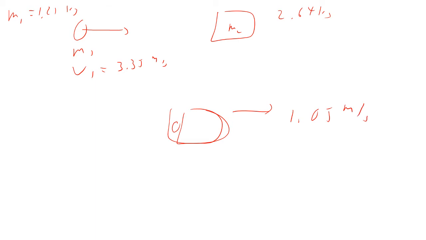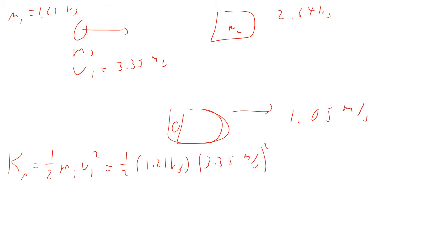So now let's think about energy. So let's consider the initial kinetic energy. The initial kinetic energy, only mass 1 was moving, so that's 1/2 m1 v1 squared. So that's going to be 1/2 times 1.21 kilograms times 3.35 meters per second squared. And so that comes out to be 6.79 joules.